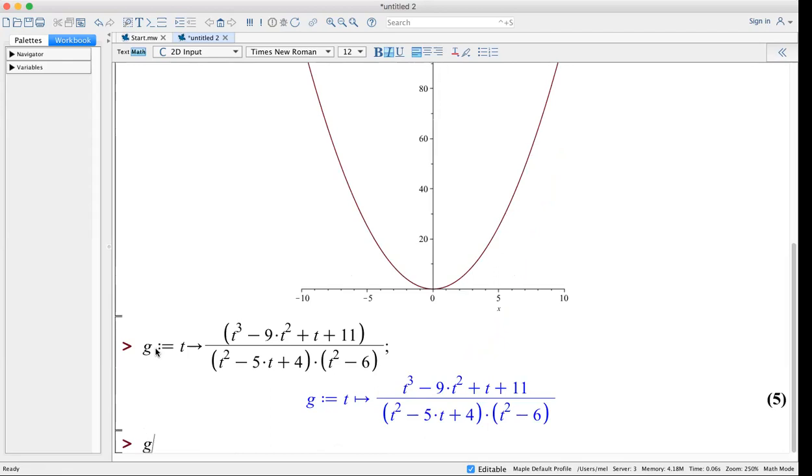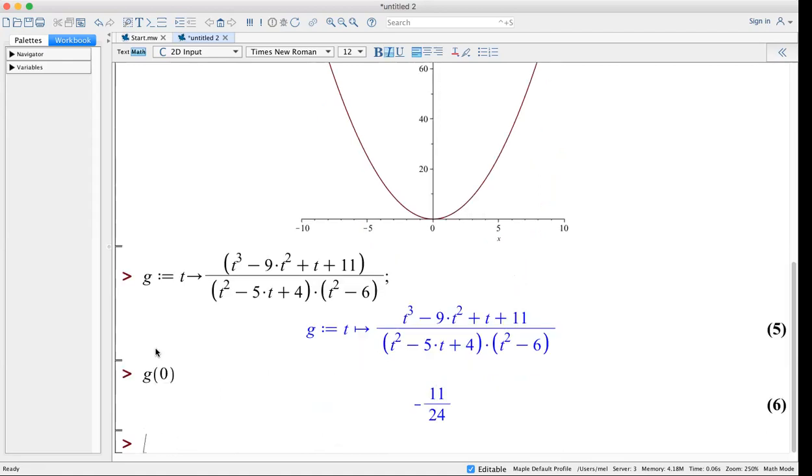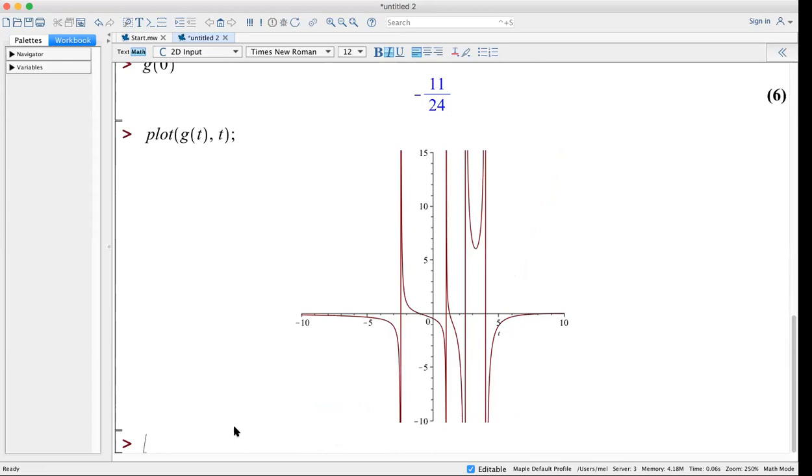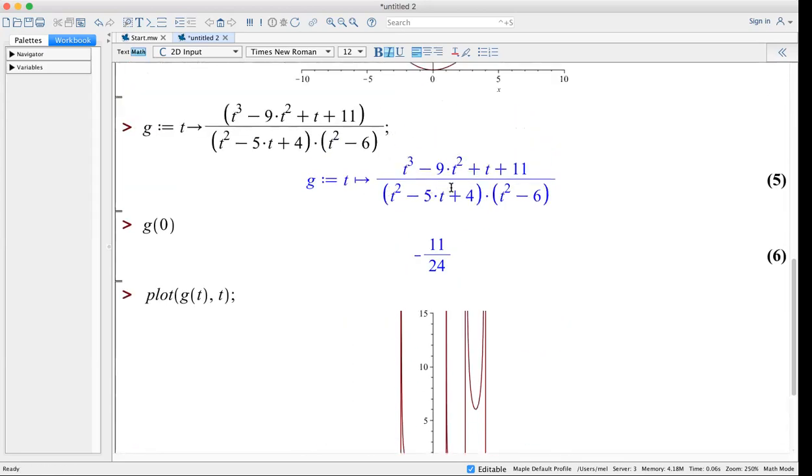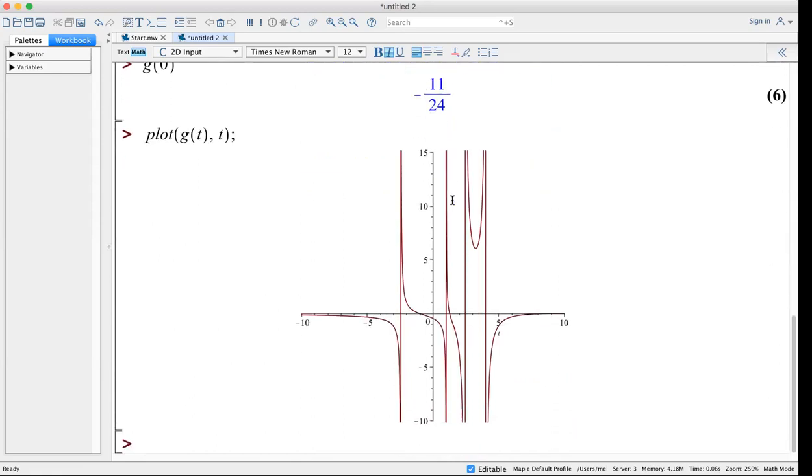If we want to evaluate it at some number like, I don't know, 0, we get the value of the function at 0. If we want to plot g of t, that's what we get. And this is actually very interesting because there are certain places where this function's not defined, namely where the denominator is 0. And where the denominator is 0 and the numerator is not 0, we get a vertical asymptote.